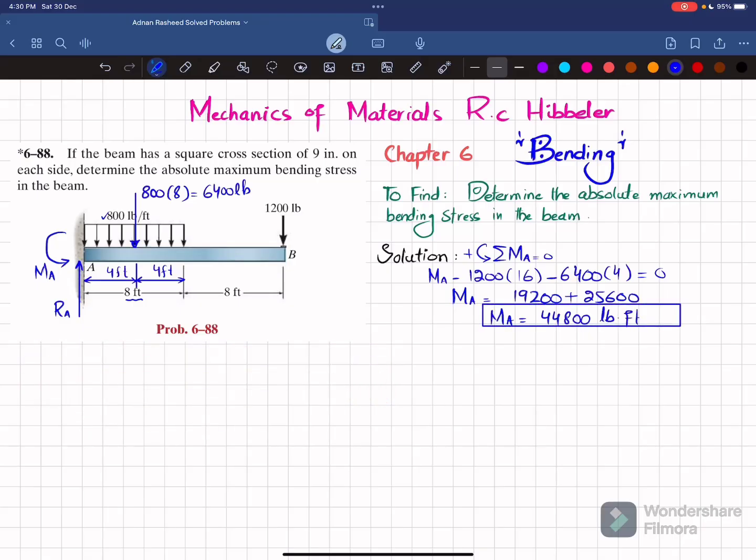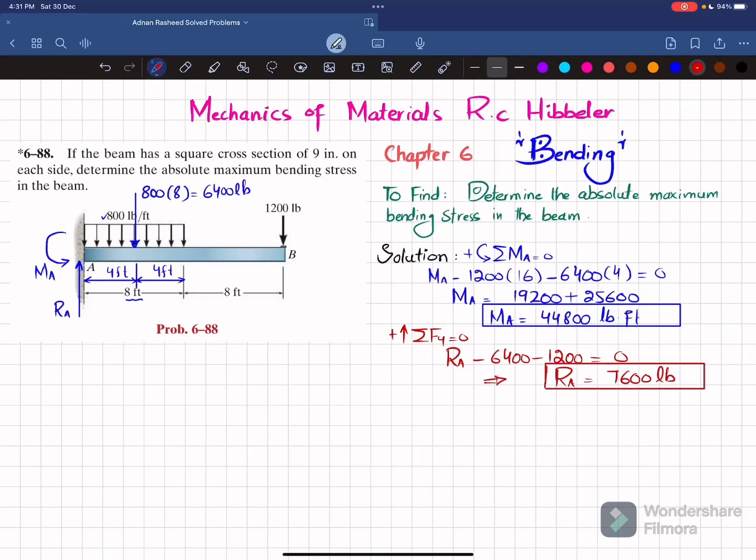Clear? Now we will find this RA by using the equation of equilibrium. The second one, which is the sum of all forces along the y direction, must be equal to 0, and upward force is taken as positive. So you can see RA is upward, minus this 6400 is downward, minus 1200 is downward, and their sum must be equal to 0. So I will write RA minus 6400 minus 1200 is equal to 0. So from here you will get this RA will be equal to 7,600 pounds.